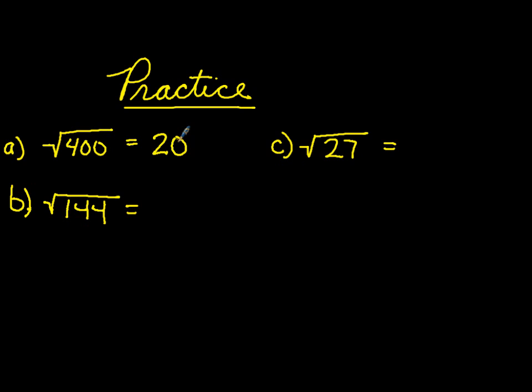We have the square root of 144. Naturally, that's 12. And then on C, we have the square root of 27 would be between 5 and 6. 5 times 5 is 25, and 6 times 6 is 36. That's the end of your lesson today.